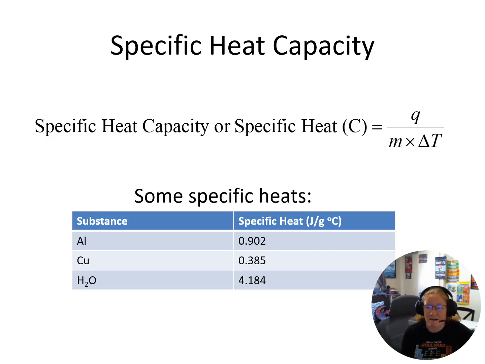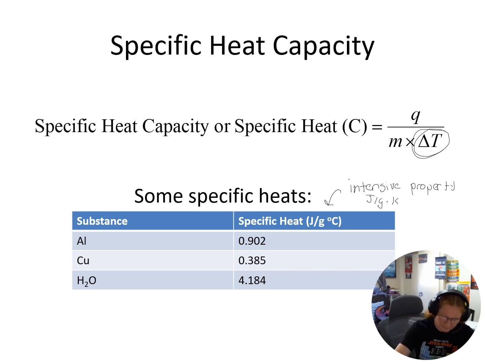All right, so we've got our specific heat capacity, and here are some substances with their specific heats. Now, this is an intensive property. And I can also put this in terms of joules per gram Kelvin. Okay, but the numbers are exactly the same. So if you look here, I've got delta T, right? So that's the change in temperature.